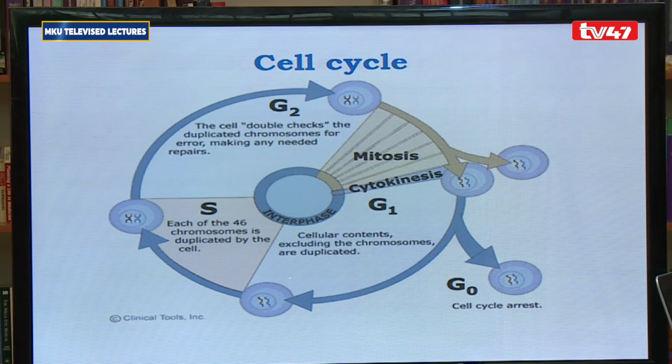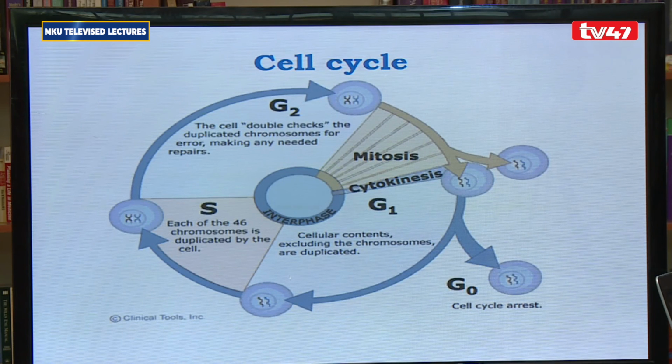So this is a picture depicting the whole cell cycle. You have your G1 phase, where cellular contents, excluding the chromosomes, are duplicated. The S phase, where the chromosomes are duplicated. And then the G2 phase, where there's double checking of what has been done at these two stages, and then the repairs are done, and the cytoplasm begins to prepare for the process of division. And then mitosis or meiosis is the process of the cell dividing.